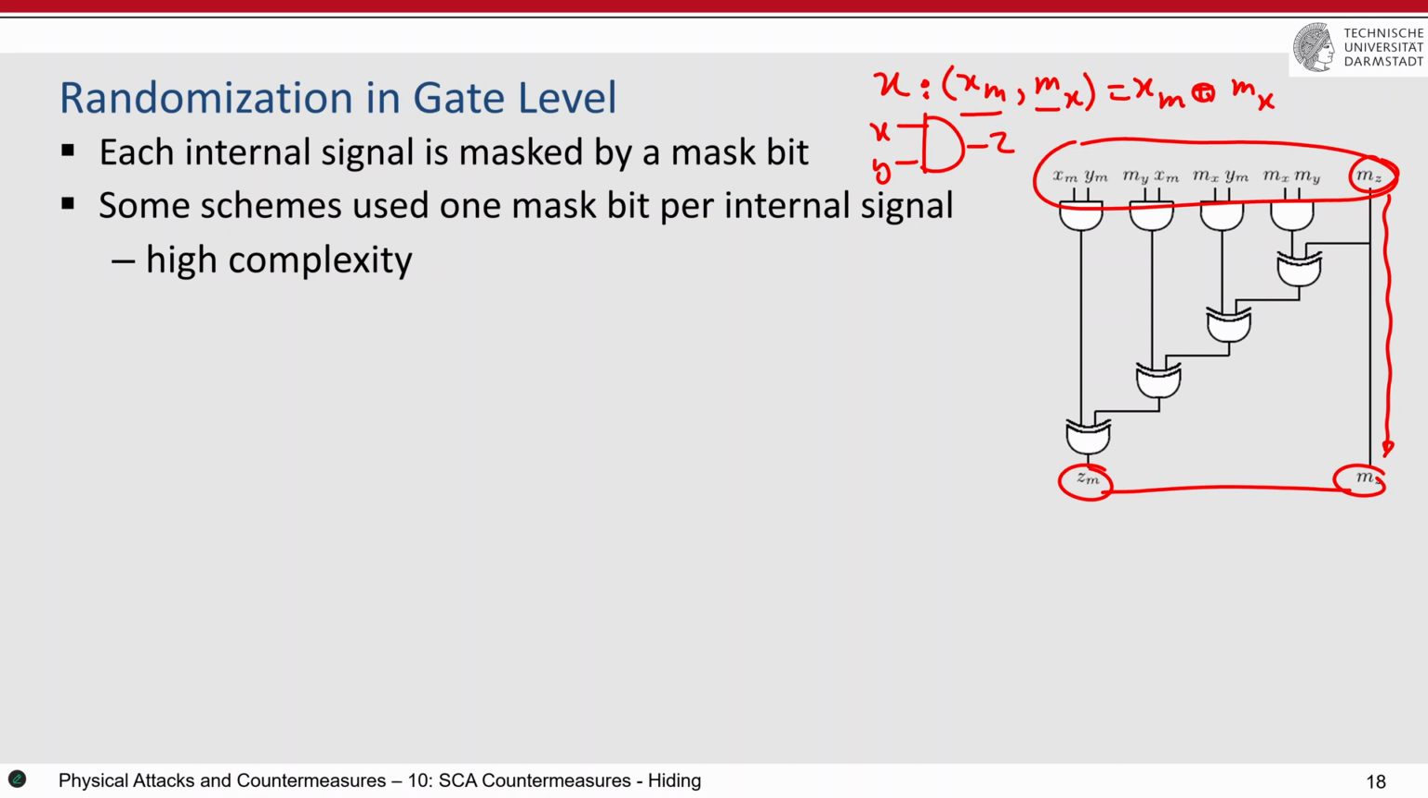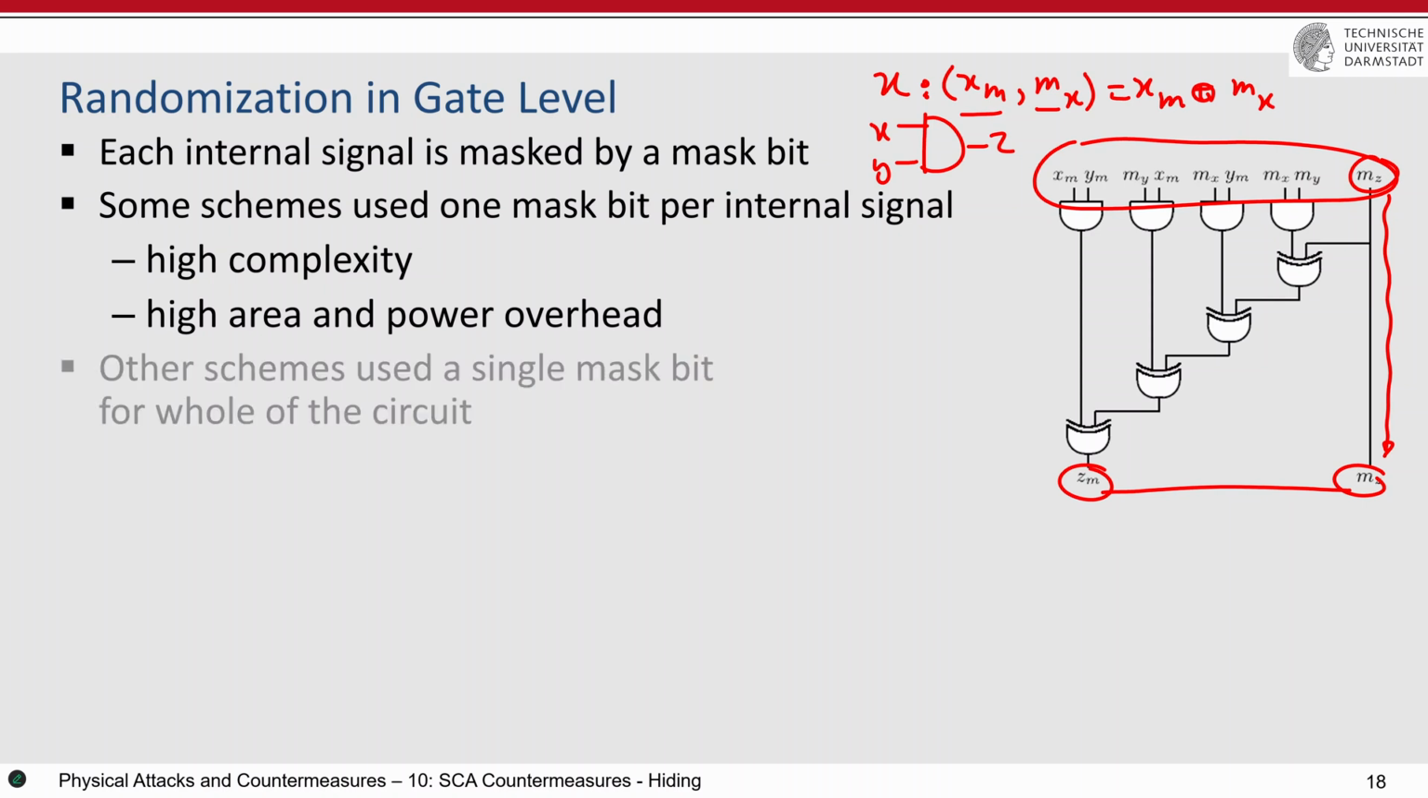Then this is super complex. It means that instead of one AND gate, just count, you have here 4 AND gates and 4 XOR gates to build this AND gate. For every signal in the circuit, you have one mask. If your circuit has 1,000 signals, then you have 1,000 mask bits. These mask bits should change every clock cycle. Then it's super complex, and it has a very high area and power consumption, and it's not secure.